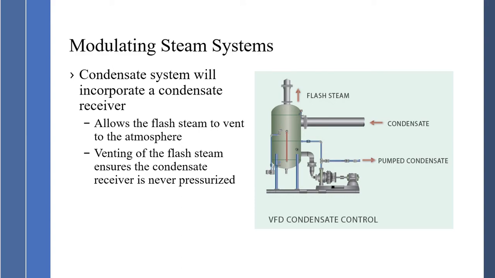The condensate system in a modulating steam system will incorporate a condensate receiver. This receiver is vented to atmosphere, so this will allow the flash steam that's coming into here to be separated and vented out. Then the condensate here will be pumped away back to the boiler operation. Because it's vented, it will ensure this receiver will never be pressurized, thus allowing the proper condensate drainage from the process.